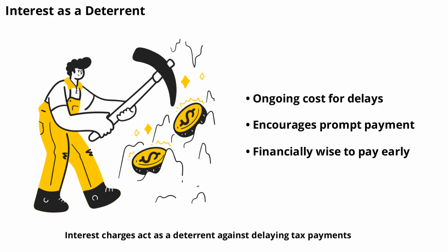Interest charges act as a deterrent against delaying tax payments. Knowing that the longer you wait, the more you'll owe, encourages taxpayers to settle their debts promptly. This ongoing cost can quickly add up, making it financially wise to pay taxes as soon as possible.